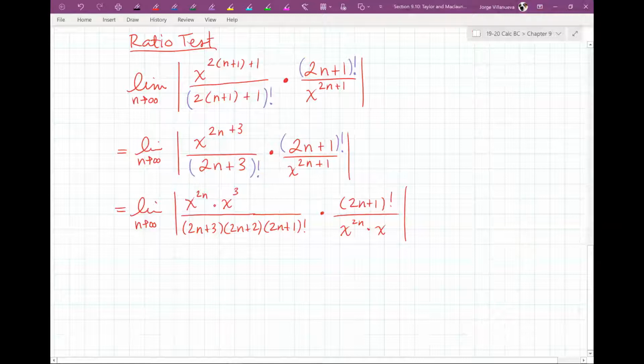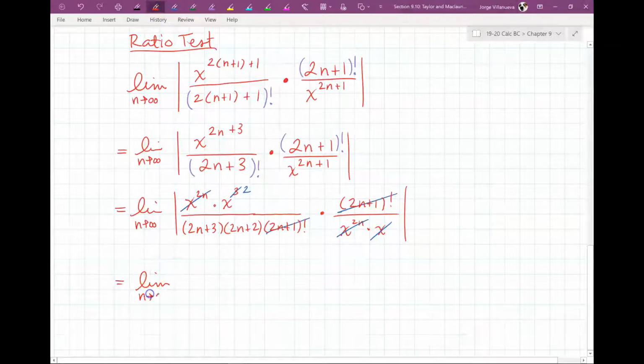Are we okay so far? Any questions? Again, I'm just breaking it all apart. Let's cancel. I can get rid of 2n plus 1 here, x to the 2n there, and I can also get rid of the 1x power here. So x squared will show up because that x over there will disappear. So let me write this out cleanly again.